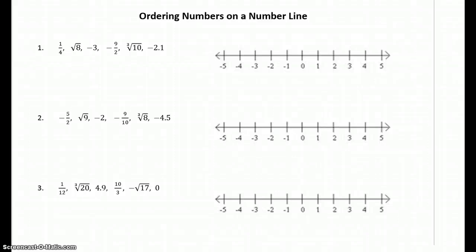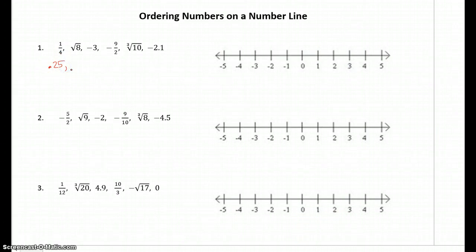To order numbers on a number line, my suggestion to you would be to type all of these numbers into your calculator and get a decimal approximation. Then you know what two numbers that you should plot it between. So we know that 1/4 is 0.25.